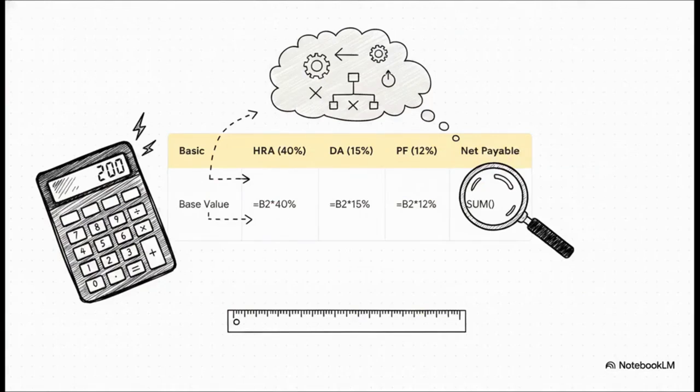And honestly, translating those steps into actual spreadsheet logic is way easier than you might think. Across your rows and columns, you literally just take your base value, say it's sitting right there in cell B2, and you apply your percentages directly in the formula bar. Doing this gives you a perfectly precise net payable output, completely eliminating any need for manual calculator work.